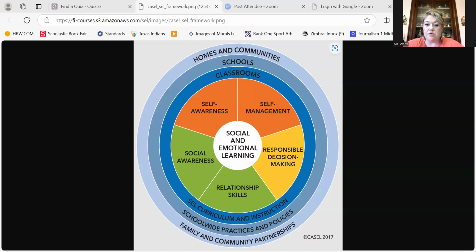the Castle graphic. So Castle is known as a group of researchers who really hone in on what social emotional learning means. It has five main components: self awareness, self management, responsible decision making, relationship skills, and social awareness.